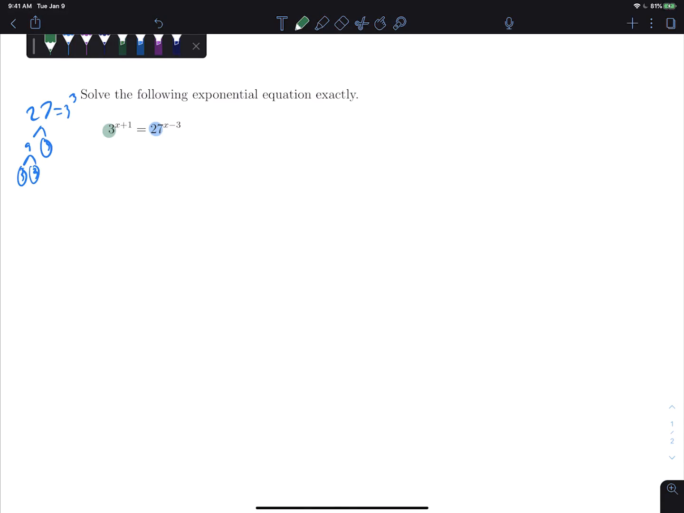So this is going to give me 3^(x+1) is equal to, and replace the 27 with 3 cubed. So now we have 3^(x+1) equals (3^3)^(x-3). Now notice we have an exponent to an exponent. And if you remember the order of operations, please excuse my dear Aunt Sally, if you have an exponent to an exponent, you multiply the exponents together.